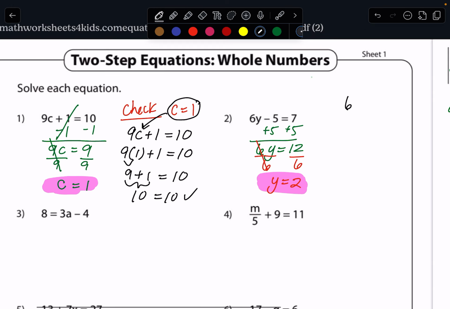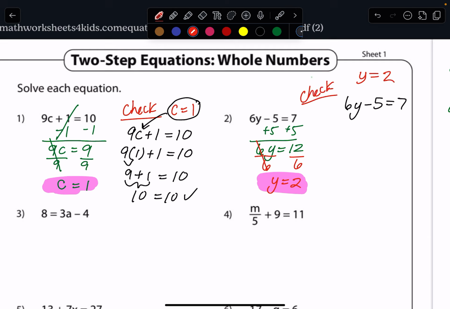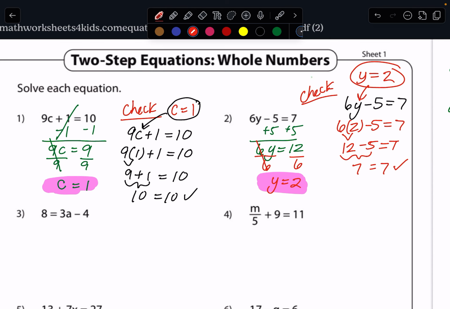So let's try this one. 6y minus 5 equals 7. Let's check to see if this works. So we found y to give us 2. And again, you don't have to always check, but if you have time and you're like, I want to get 100%, then just check your answer. So every y that I see, I'm plugging in 2. So I have 6 times 2 minus 5 equals 7. Order of operations tells me to multiply first, which is 12 minus 5 equals 7. And in fact, this is true, so therefore it works.